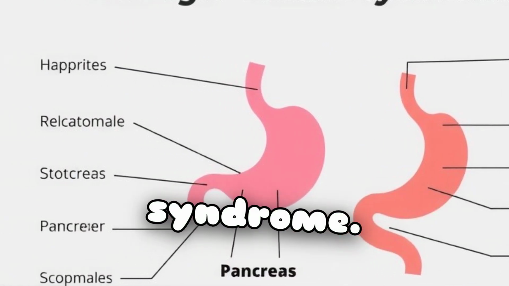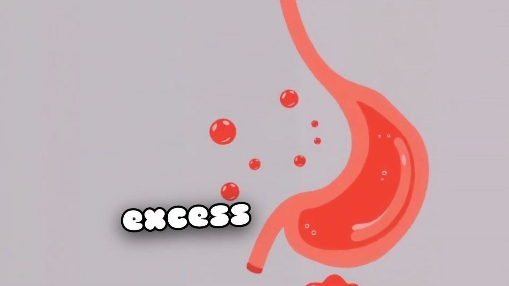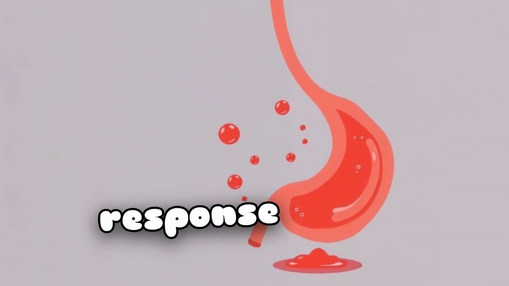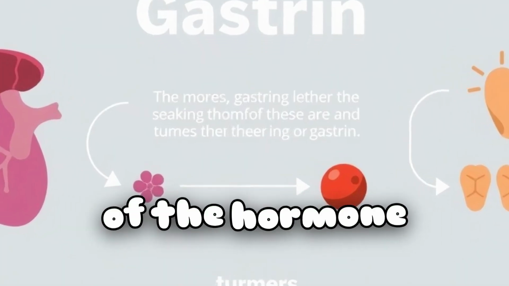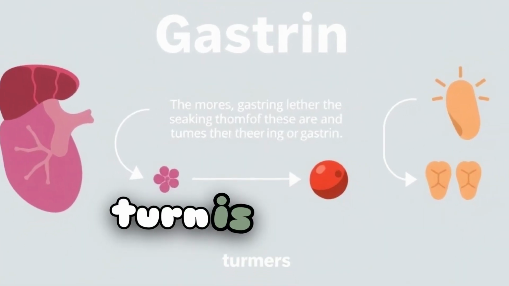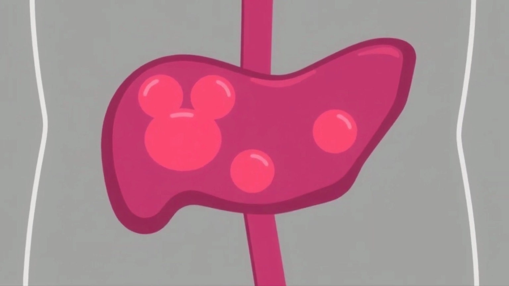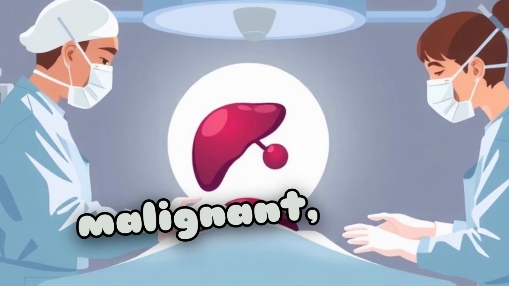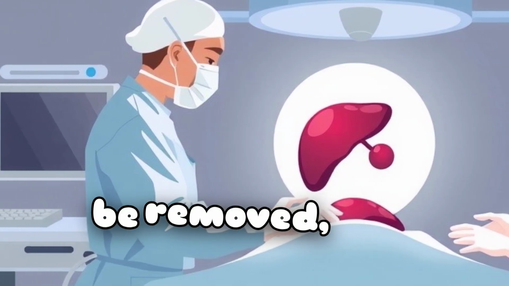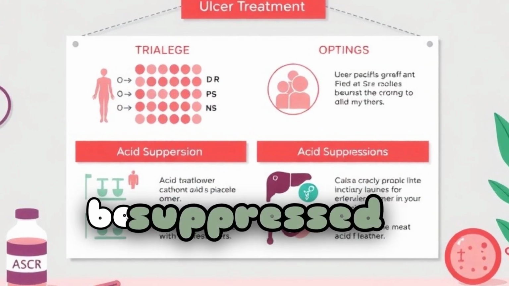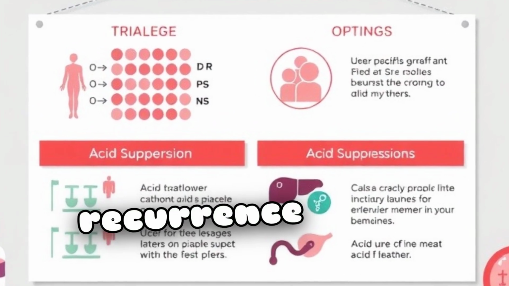Zollinger-Ellison syndrome. A large amount of excess acid is produced in response to the overproduction of the hormone gastrin, which in turn is caused by tumors on the pancreas or duodenum. These tumors are usually malignant, must be removed, and acid production must be suppressed to prevent the recurrence of the ulcers.